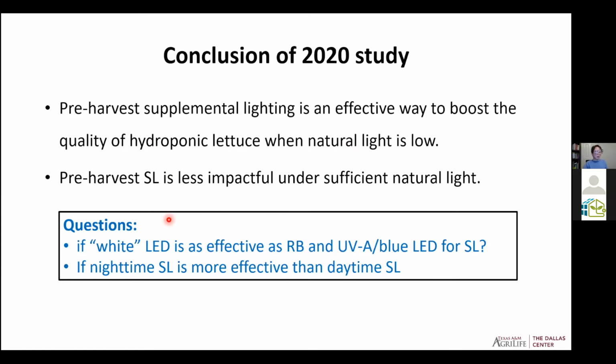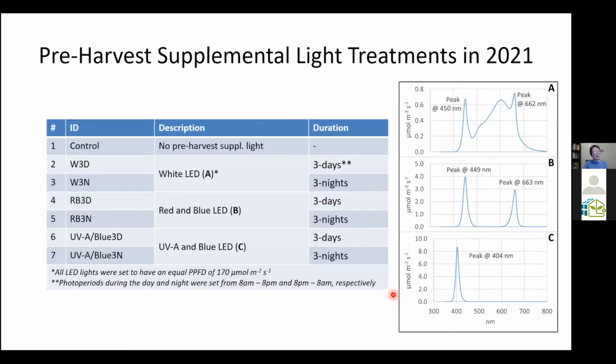So now come two questions that we wanted to answer. What about the white LED? Is the full spectrum LED as effective as red and blue and the UVA? And the second question is, is nighttime supplemental light more effective than daytime? So we conducted another 3 experiments in 2021. This time, we added the full spectrum, and instead of 2 days and 4 days, we just have 3 days or 3 nights.